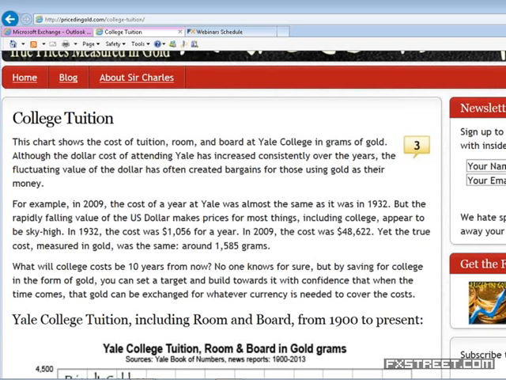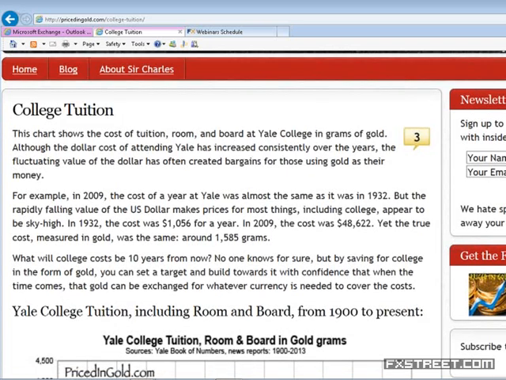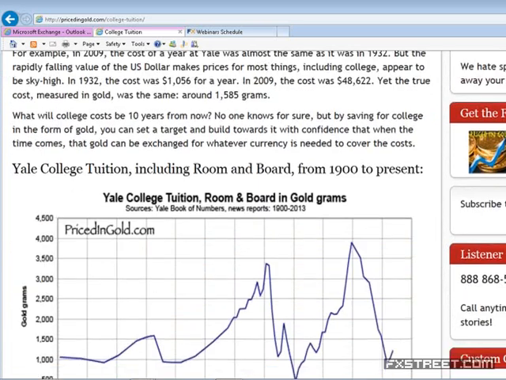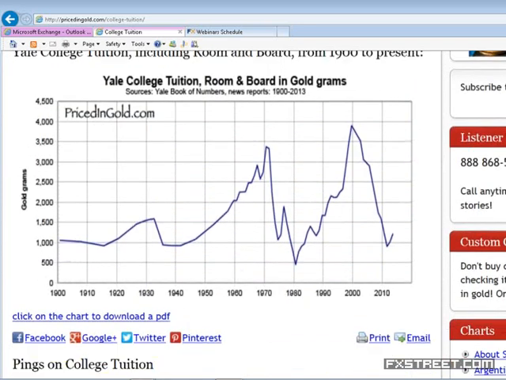Matter of fact, in 1932, it cost you approximately $1,050 a year. By 2009, the cost was about $48,000 a year. But if I take a look at pricing college tuition in grams of gold, it has a totally different picture. Take a look at this.